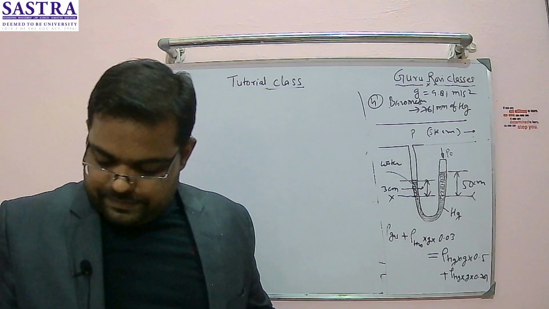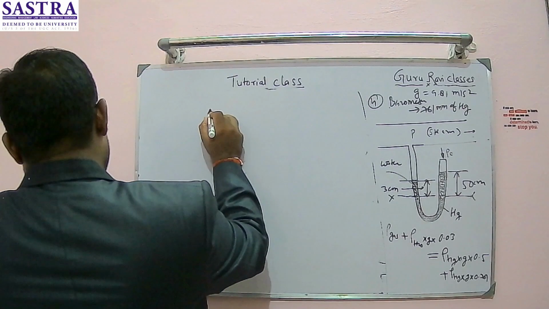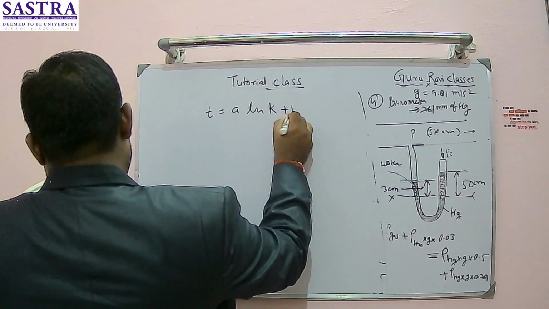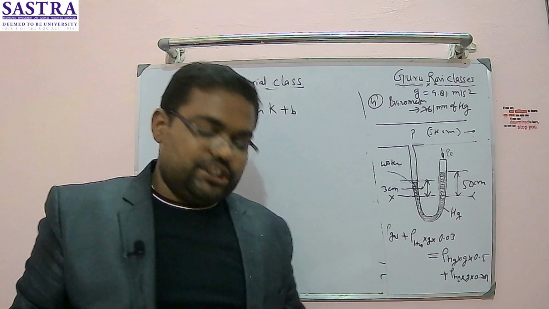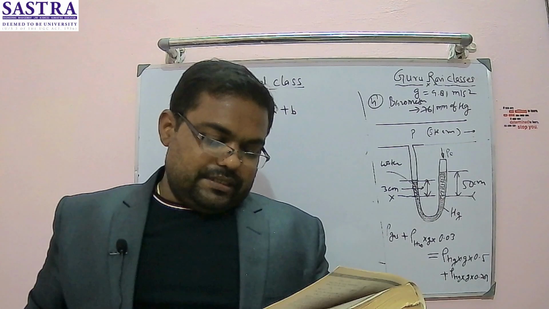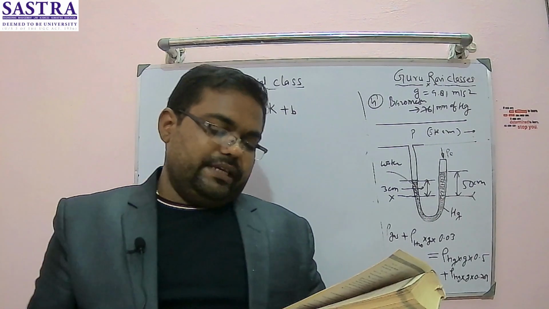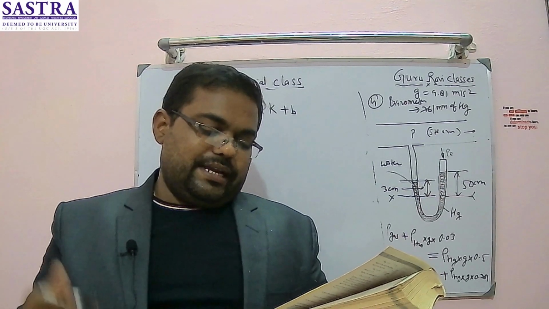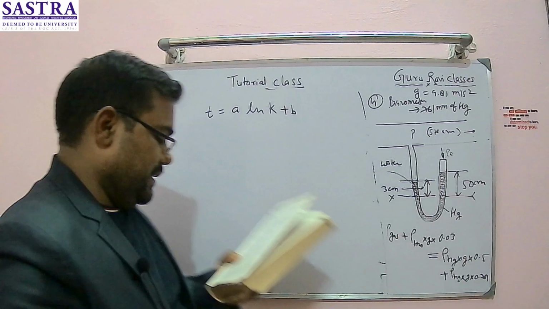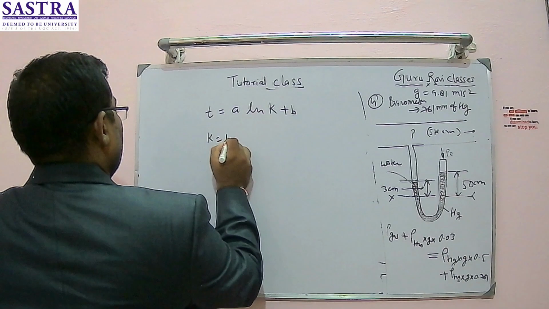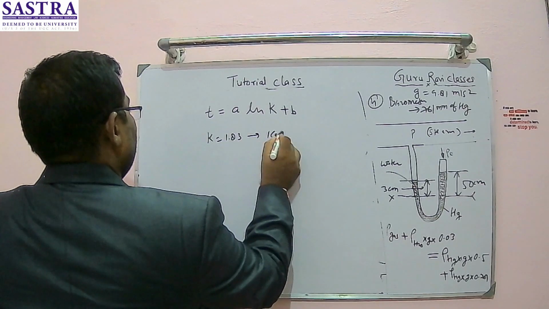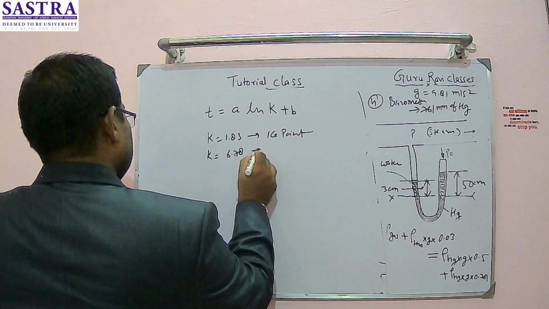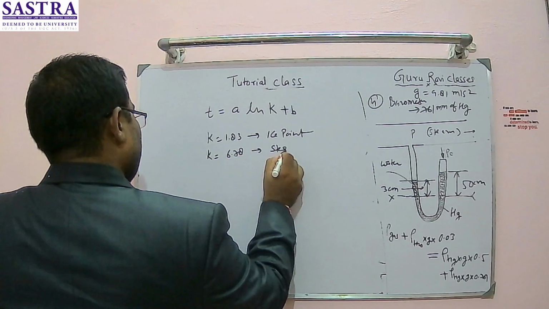By a relationship which is given as small t is equal to a ln of k plus small b, where small a and small b are constants. The values of k are found to be 1.83 and 6.78 at the ice point and steam point, right? So I am writing here k is equal to 1.83, that is at ice point, and k is equal to 6.78, that is at steam point.